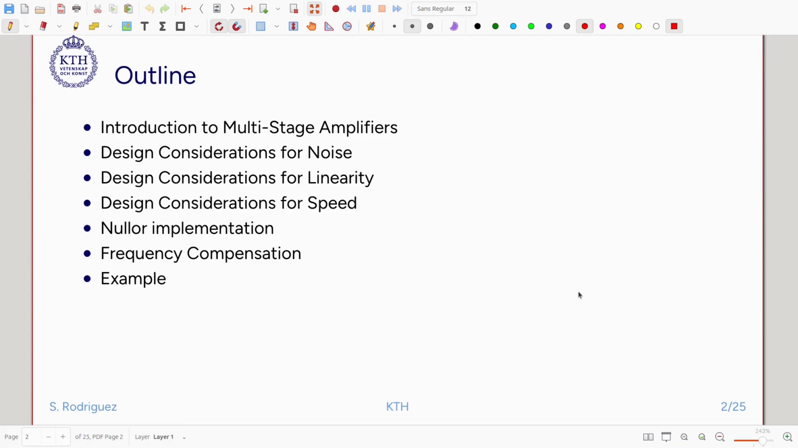First, I'm going to talk about why multiple stage amplifiers are needed in analog integrated circuit design. Then I'm going to talk about noise considerations, linearity considerations, and then speed or bandwidth considerations. Then we're going to move towards how we implement the nullor with the multiple stage amplifier. And probably the most important part of today's lecture is how to do frequency compensation. And finally, we will run a big example that shows how the compensation techniques work.